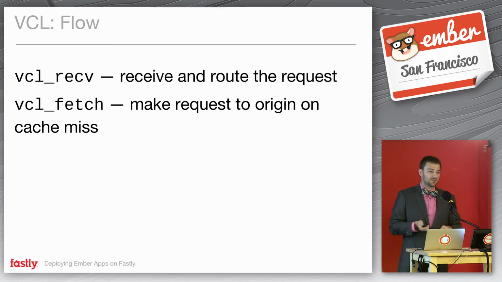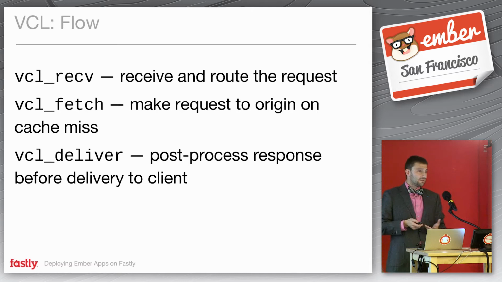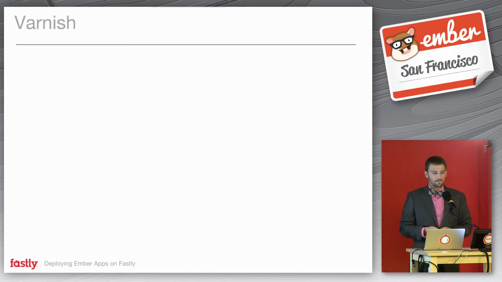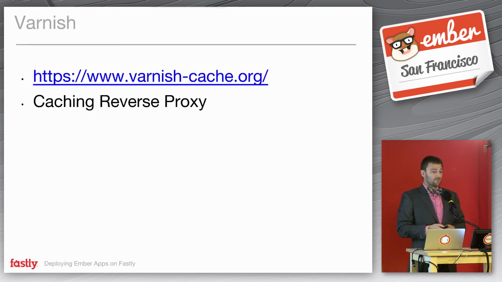Otherwise, it'll fetch it. VCL deliver is the very last thing that happens on sending a response back, and you could do some header manipulation, gzipping, those sorts of things that happen right before delivery. And then lastly, VCL error, which is our error handling hook. So if the upstream server is down or the content is malformed or something, you can catch an error there. If you want to learn more about Varnish, varnishcache.org has very good docs.